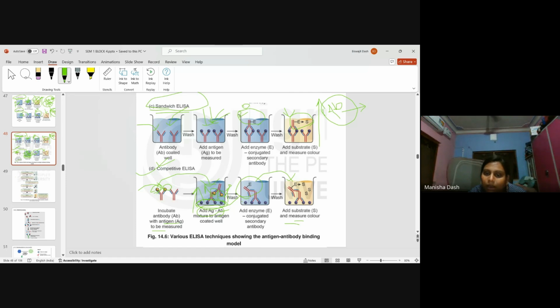So the higher the number of antigens in the well, the lower will be the radioactivity. So there is an inverse relationship. Up to this point, there was a direct relationship, meaning the higher the concentration of antigen or antibody, the more the chromogenic substance. But in competitive ELISA, as there is a competition between the labeled and the unlabeled antigen, if the concentration of the unlabeled antigen is more, the chromogenicity will be less, and vice versa. That is why this is called a competitive ELISA.